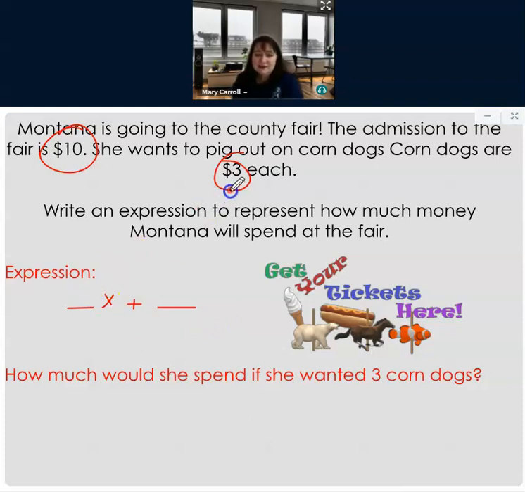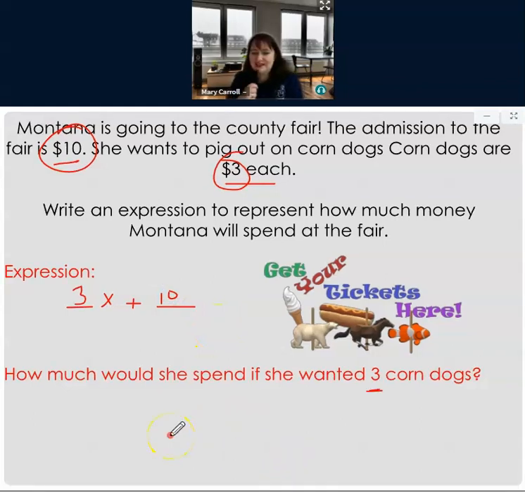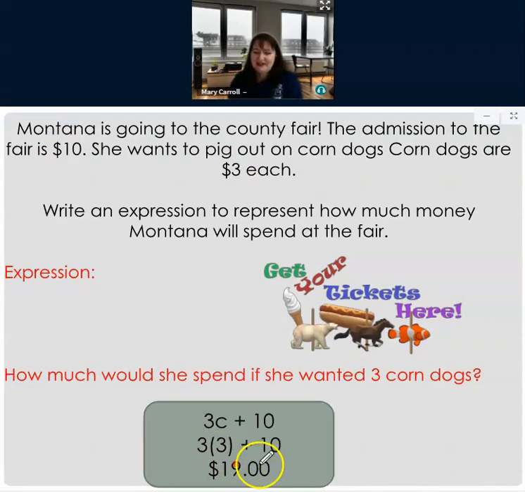All right, since this is $3 each, if I eat one corn dog, it's $3, 2 is 6, etc. On the other hand, my admission cost was only $10, and so that was a flat rate. So how much is she going to spend if she wants 3 corn dogs? That's not really pigging out, is it? Cost would be $19.